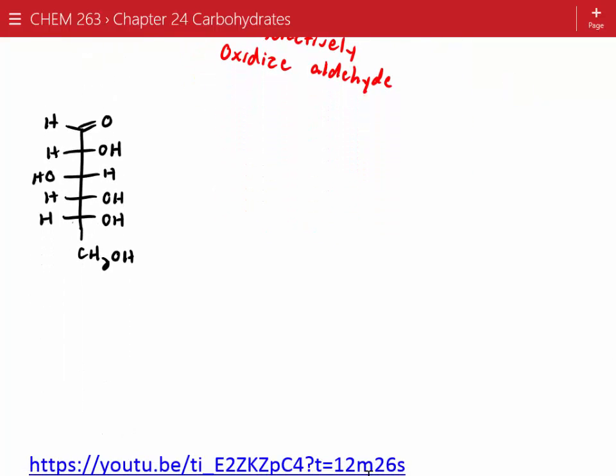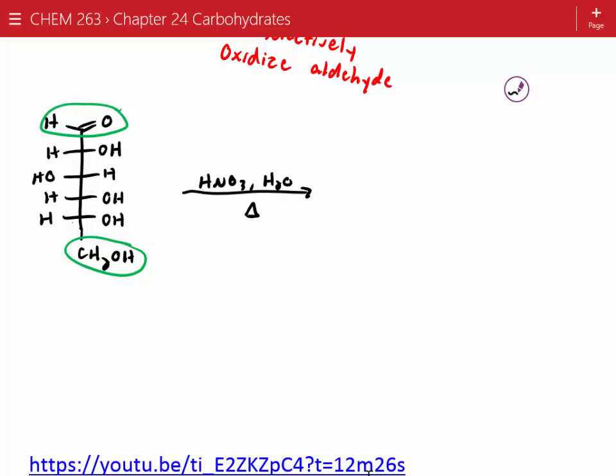All right, so the next one, we're going to oxidize the aldehyde. And then what do you think the next spot is that would be most reactive towards oxidation? Yeah, the alcohol on the end, because it's a primary alcohol, can also get oxidized. The secondary alcohols or whatnot are a lot less reactive towards oxidation. So the reagent we need here is going to be a much, much stronger acid. We can use nitric acid, water, and heat.